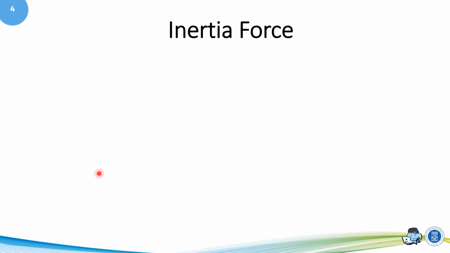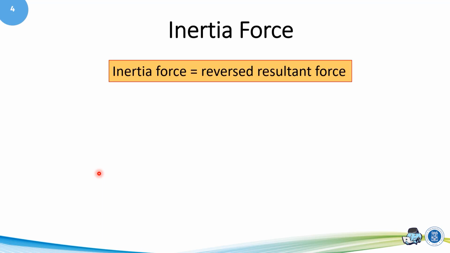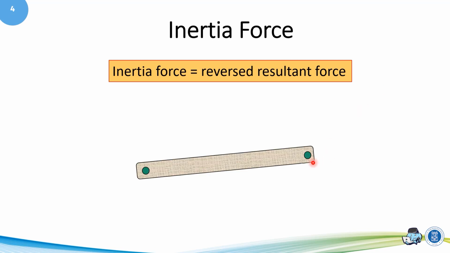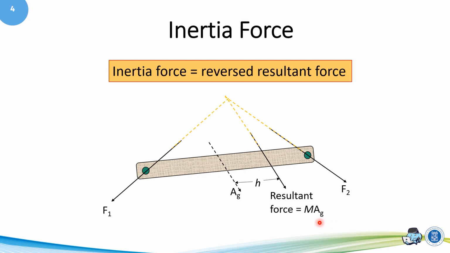Then, what is the inertia force? Actually, the inertia force is the reverse of the resultant force. For example, we have the body. At this joint, there are external forces, maybe from the pin, and at this point there are also external forces. And at the center of gravity, it has ag. From here, we can find the first resultant, that is m multiplied by ag, and then it is separated by the variable h. After we know the resultant force, we can find the inertia force, that is this red vector.